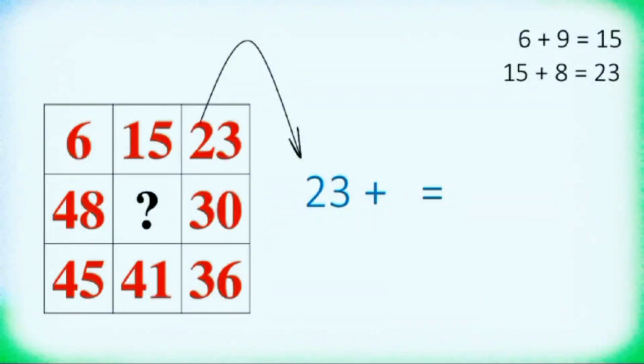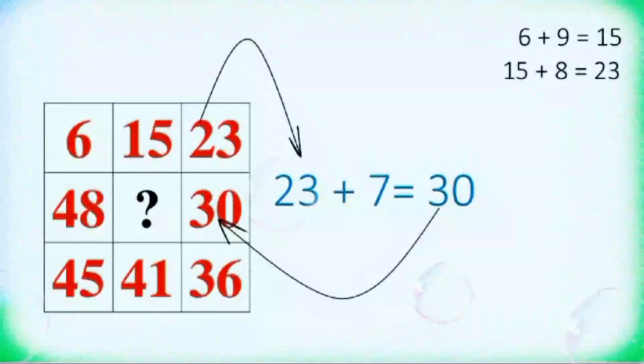Now the turn of the next number, which is 23. So I am taking 23 and adding 7 to the 23. By adding 7 we got the number 30, which is our next number.